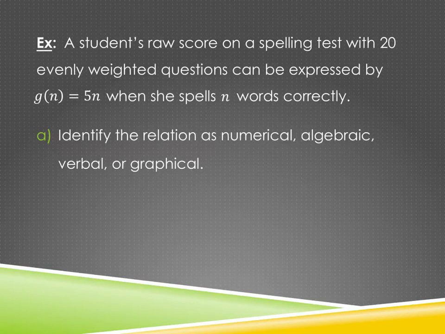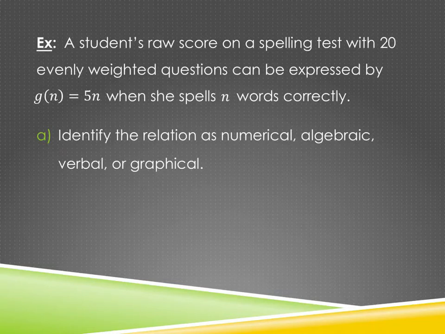Okay, so think with me a moment. If she gets all 20 questions right, what does it say her score is? 100, right? 5 times 20 is 100. Are you with me? If she only gets 14 questions right, we would say 5 times 14, and we'd find out her score that way. So this is an equation where you plug in the number of words she gets right, and you get out from that her score on the test.